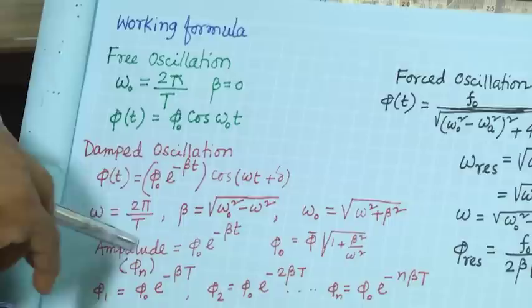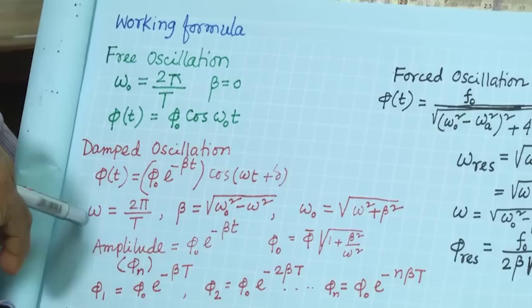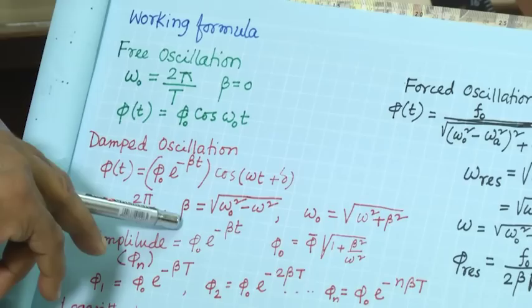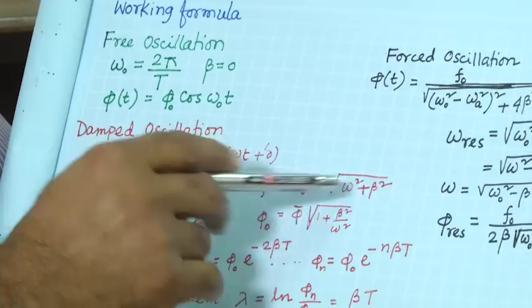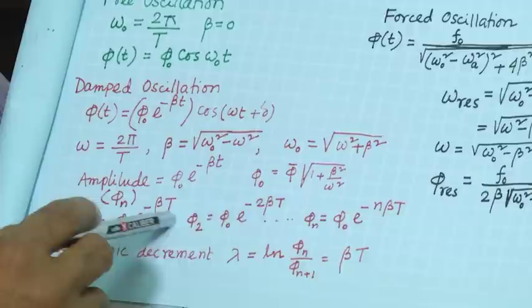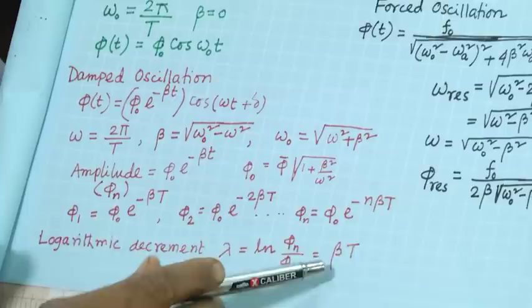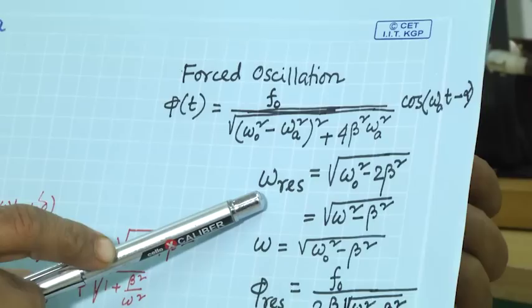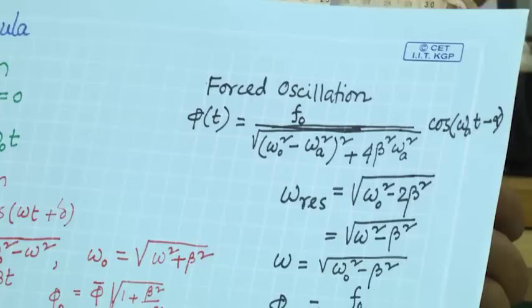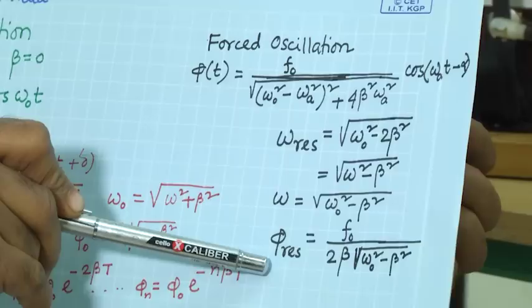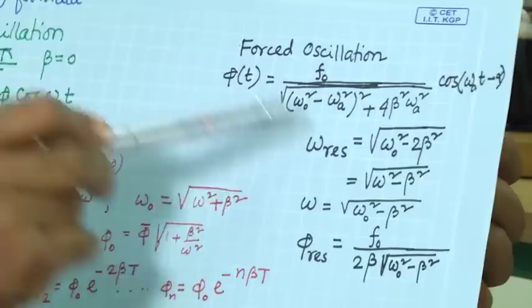So this is the time period we have to find out, then we can find this omega. And I know omega 0, so you can calculate beta from here. Of course, omega 0 equals this, from here you can write this relation also. Now, we will study the amplitude variation, and from there we will find the log decrement. And for forced oscillation, this is the motion. In this case we will find the resonance frequency, omega resonance. Experimentally we can find it, we can also calculate it, and we will also find the amplitude at resonance.